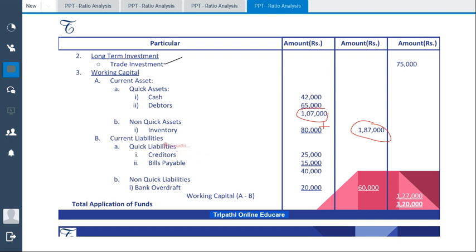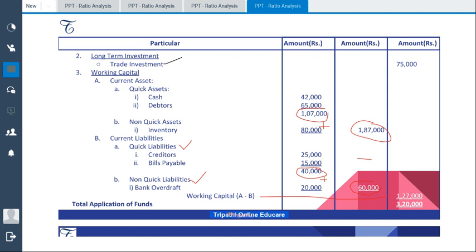Then we calculated current liability, and that we have two different types of current liability: quick liability and non-quick liability. So under quick liability we have creditors and bills payable, total of which is 40,000. And under non-quick liability we have bank overdraft, which is 20,000. So quick liability plus non-quick liability will give you total current liability 60,000. So current asset minus current liability will give you working capital of 1,27,000.